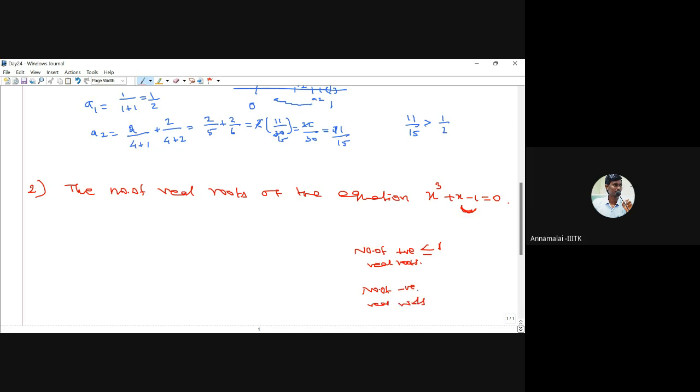What about negative roots? The number of negative real roots is at most the number of changes in f of minus x. So this is f of x. What is f of minus x? You just replace x by minus x, you get minus x cube minus n minus 1. There are no changes here, everything is minus. Therefore, it should be 0. And this is an odd degree polynomial, and any odd degree polynomial has a real root. Therefore, it has exactly one real root.